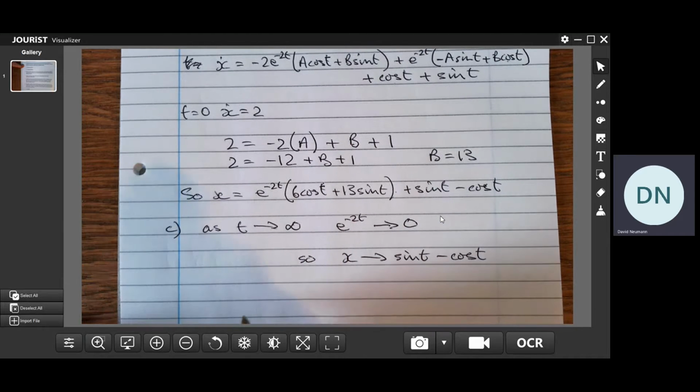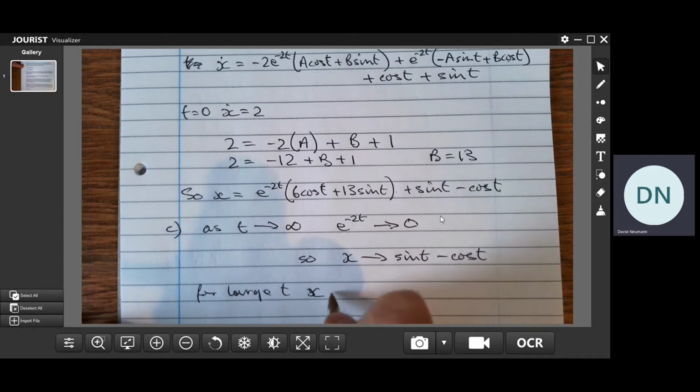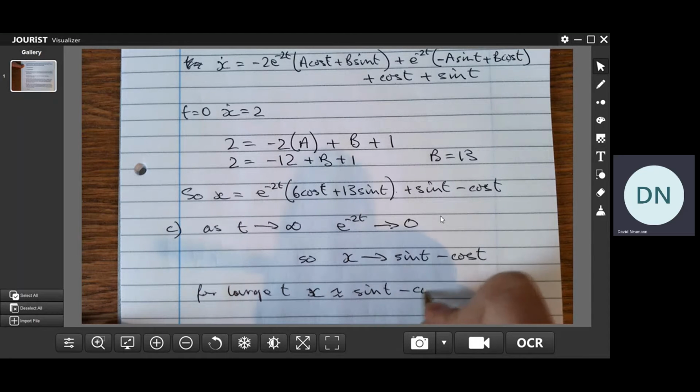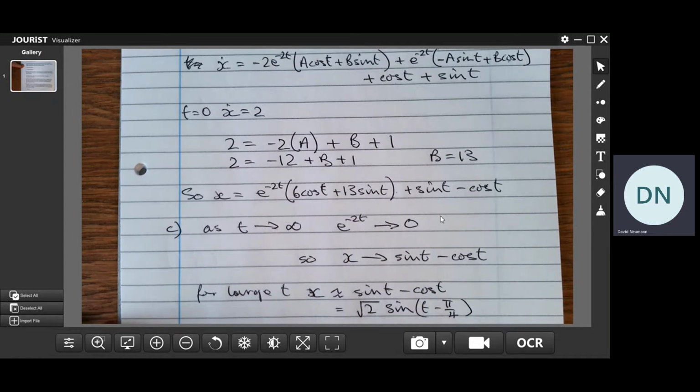We can write that as, for large t, x is approximately equal to sine t minus cos t, which is root 2 sine of (t minus pi over 4). We could write it in terms of cosine, root 2 cos of, I think it's (t plus pi over 4), but I may have got that slightly wrong. The important point is that root 2 is going to be the same.